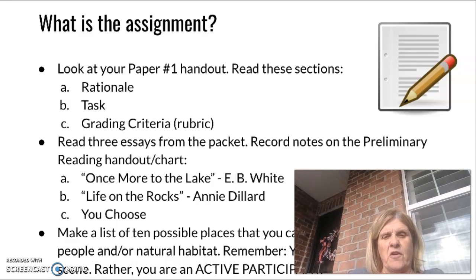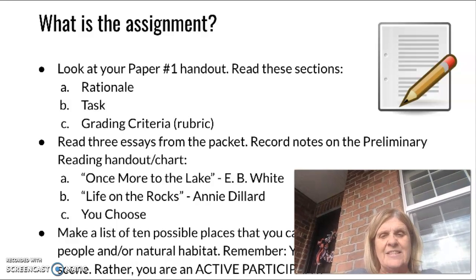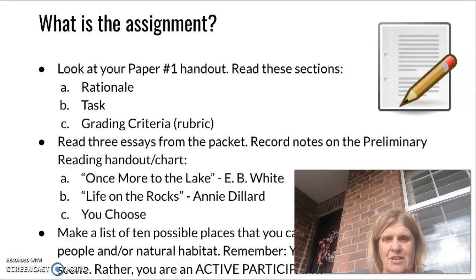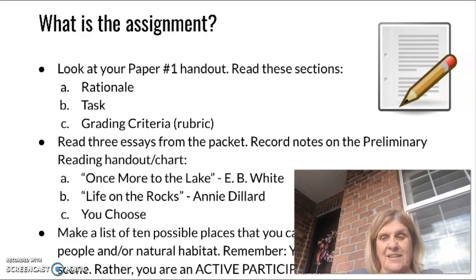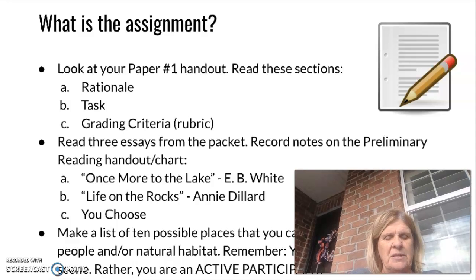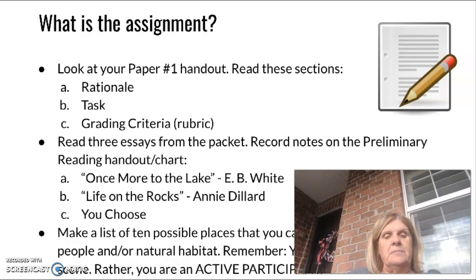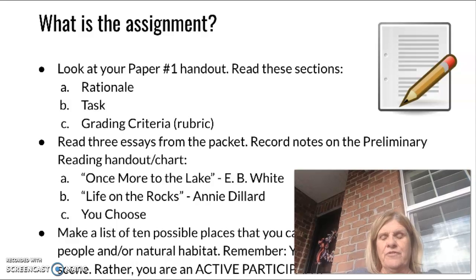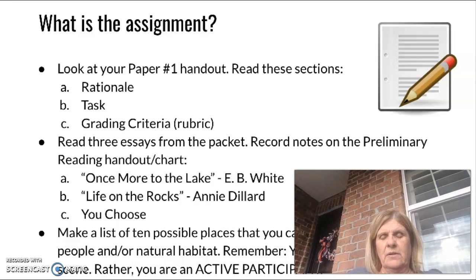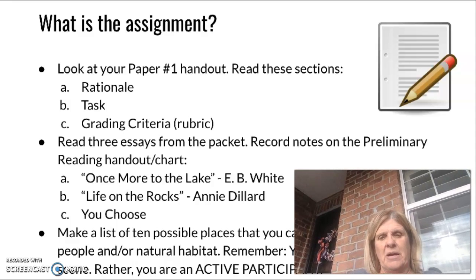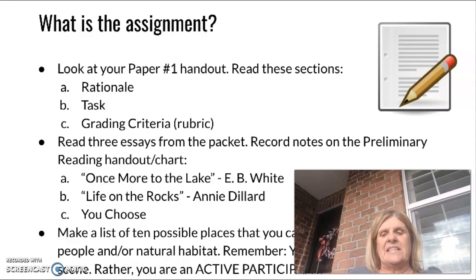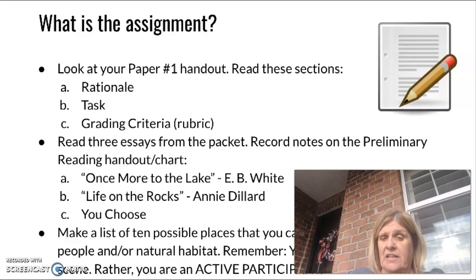Make sure that for the 3 samples you choose, you've recorded extensive details in the boxes on your reading handout chart, because that is a recorded assignment. Once you've done that, you're going to make a list of 10 possible places that you can visit in the Salt Lake Valley.